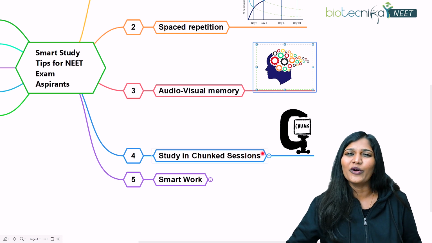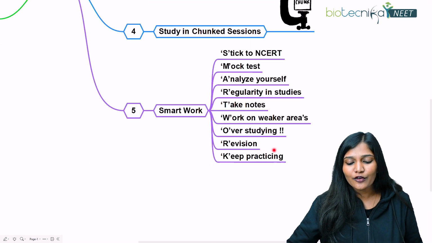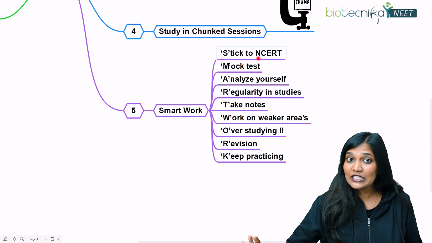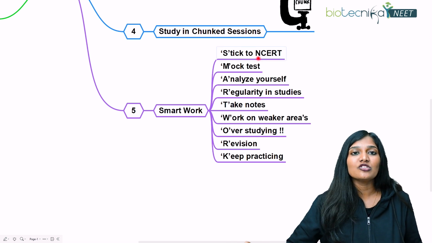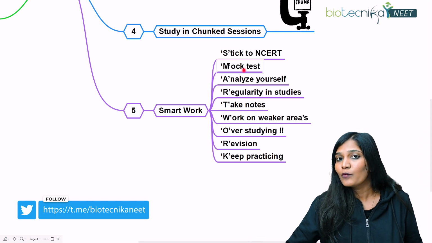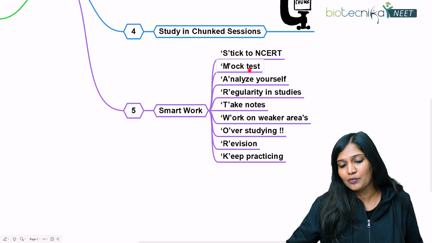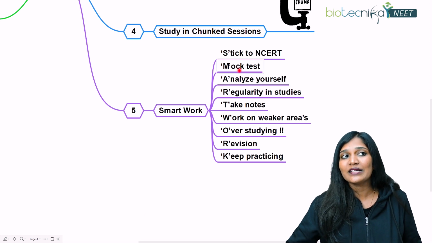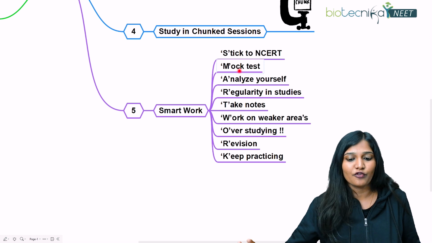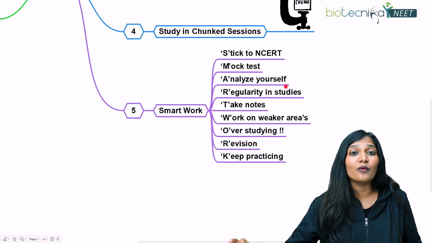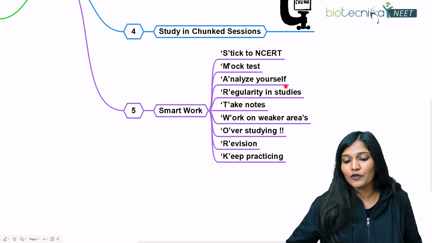Next one is smart work. What is this smart work? I'm going to tell you a few important points for smart work. Stick to your NCERT very specifically for chemistry and biology, not for physics. The second one is M, which is mock test, which is very important. Next important thing, after writing a mock test, you have to analyze how many you wrote correct, how many you did wrong. So analyze where you stand, how many questions you're able to answer, how many negative marks, and how much time you take to answer each question.